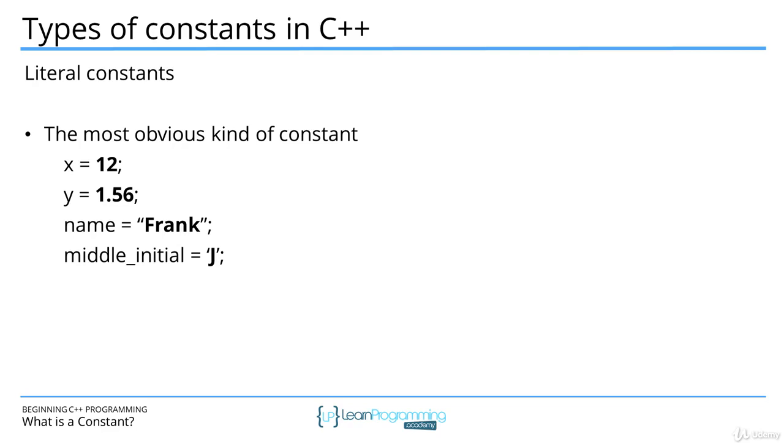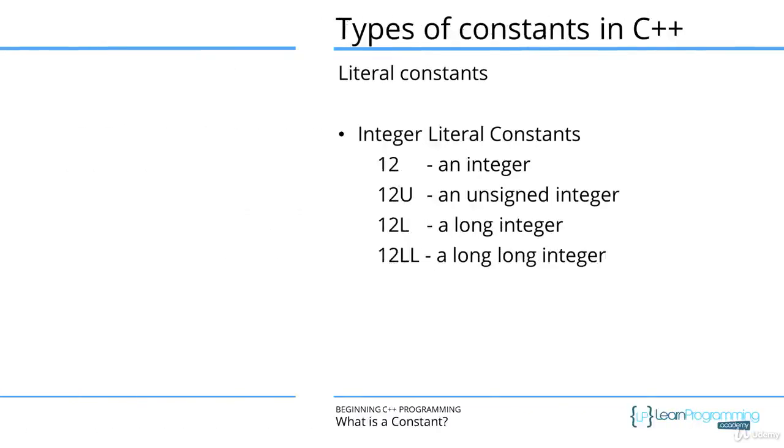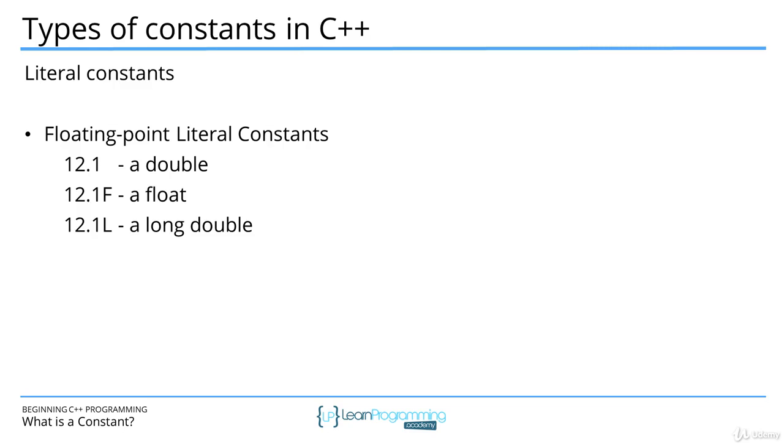Literal constants also have types based on a naming convention. You can be explicit with the types of literal constants. For example, for integer literal constants, you can add certain suffixes to the integer literal to specify a different type. The letters U and L specify unsigned and long respectively. These can be either lowercase or uppercase. This slide shows just a few of the combinations. For floating point numbers, you can use the L and F suffixes as shown in this slide.